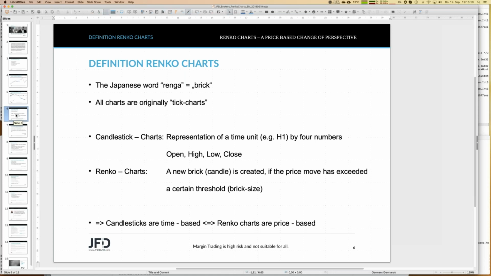So candlestick charts are time-based and Renko charts are price-based. Honestly, yes, both matter. But if I have to vote for one, then I would always go for the price and not for the time, because we talk about trading and the price move is always more important than the time move.